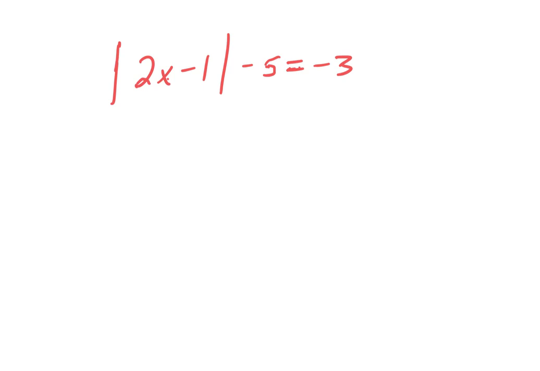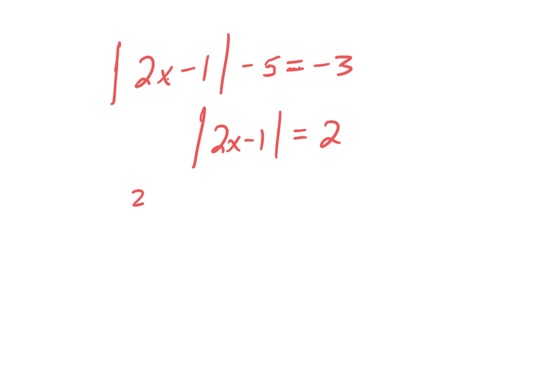I say isolate the absolute value. Get it by itself, okay? I got a minus 5 on that side of the absolute value. So I got to move that 5 over. So I'm going to add 5 to both sides. So I get the absolute value of 2x minus 1 equals 2. Once I'm to this point, and now it's equal to a positive, now I can set my two equations up. So we don't set the two equations up until the absolute value is all by itself.